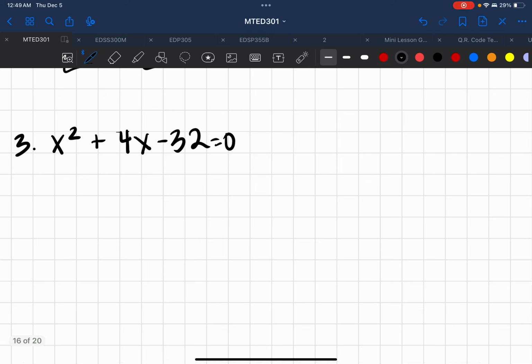Okay, so in this problem, we have x squared plus 4x minus 32 equals 0. Off the bat, I'm not seeing a perfect square. I'm not seeing a GCF. So I'm going to go ahead and try to use the X method.